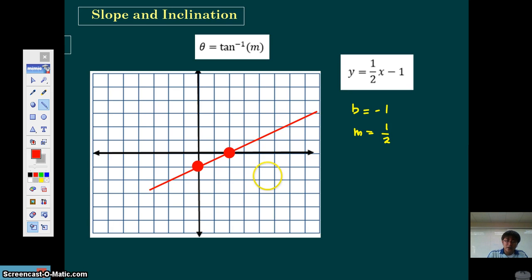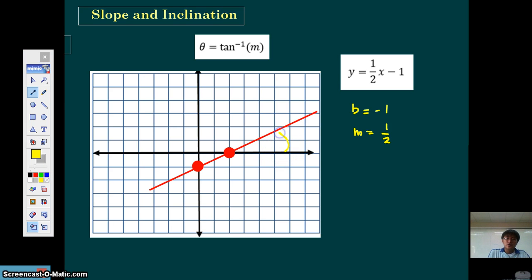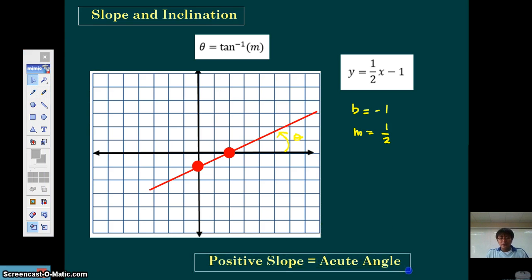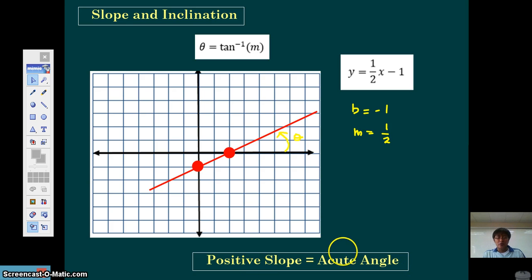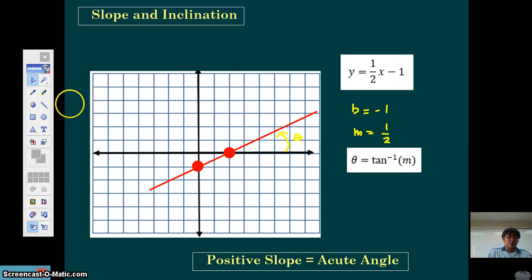Now what can you say about the angle that this line makes with the x-axis? You always measure your angle in standard position, meaning from the positive side of the x-axis counterclockwise to the terminal side, which is your line. So this is the angle. Now obviously, it's an acute angle. So always remember that if you have a positively sloped line, you will always have an acute angle. And this would be the formula you use to get the angle of inclination.